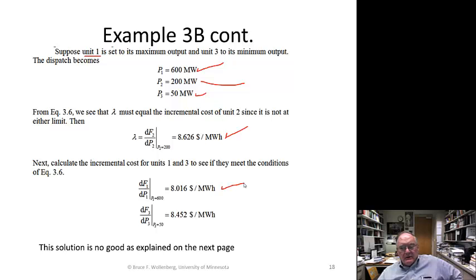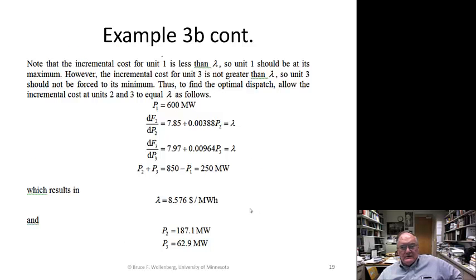this one is below lambda, and this one is also below lambda, and that means that the solution is no good. The incremental cost for unit 1 is less than lambda, so unit 1 should be at its max. However, the incremental cost for 3 should be greater if it's going to stay at its min. So unit 3 is not forced to its minimum.